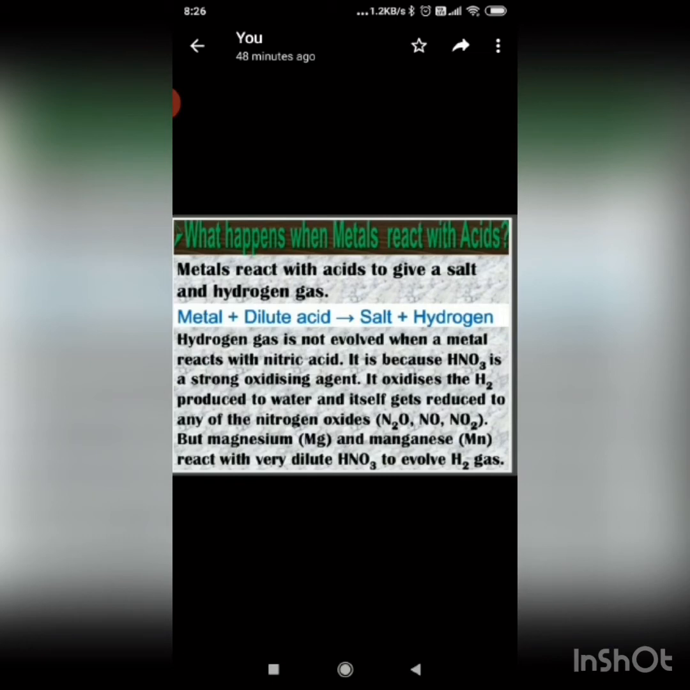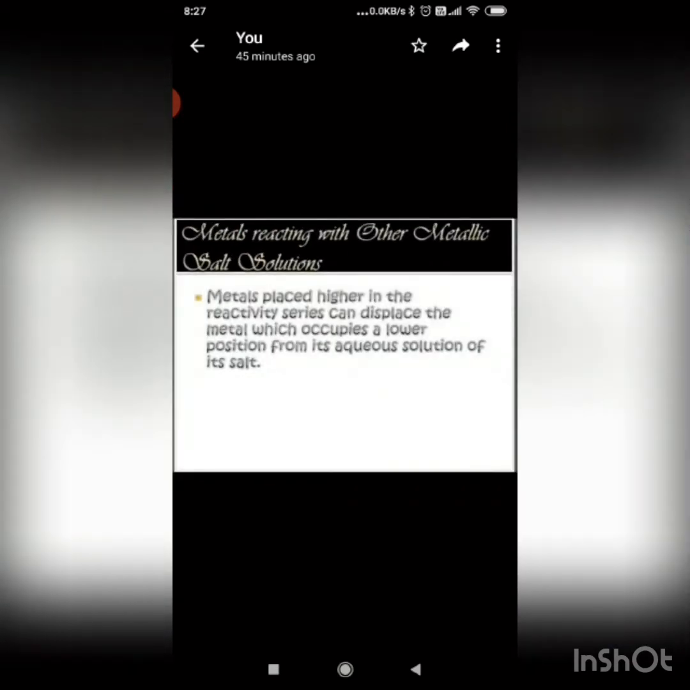But hydrogen gas is not evolved when a metal reacts with nitric acid. It is because nitric acid is a strong oxidizing agent. It oxidizes the hydrogen produced to water and itself gets reduced to any of the nitrogen oxides. But magnesium and manganese react with very dilute nitric acid to evolve hydrogen gas. So only magnesium and manganese will react with dilute nitric acid and evolve hydrogen gas.